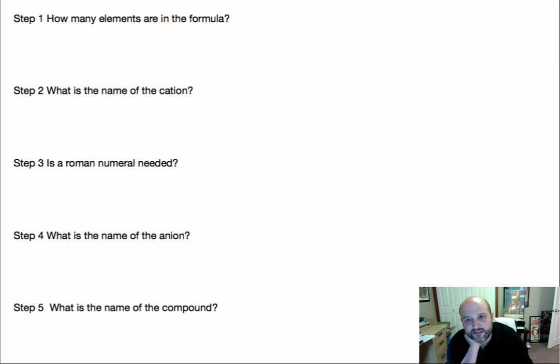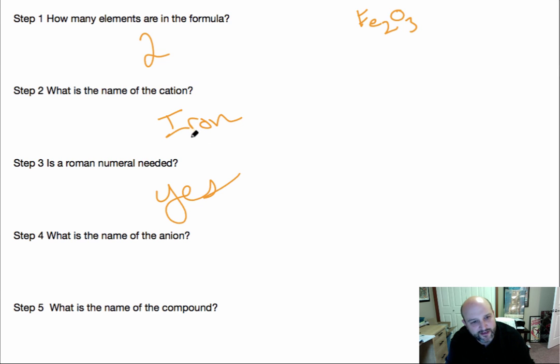Let's change colors yet again. I'll give you orange this time. Fe2O3. How many elements are in the formula? 2. So it's more likely to be ionic. What is the name of the cation? It is iron. Is a Roman numeral needed? Yes, we know that already. So we'll have to find out in a minute which one this is. What is the name of the anion? It's oxygen, so we call it the oxide anion.